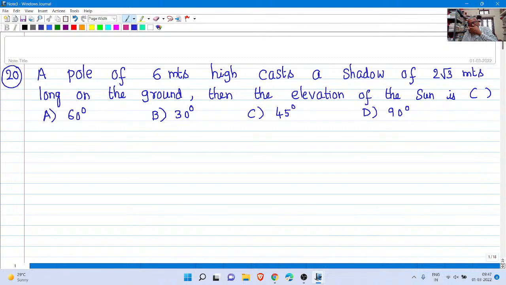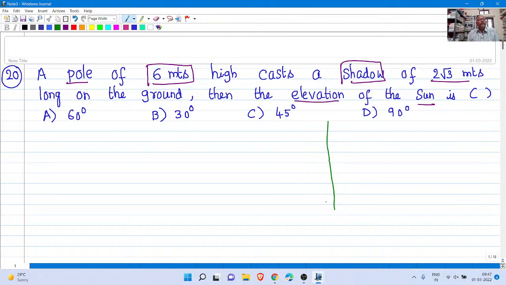By drawing the diagram, we shall get it. So this is a diagram based question. A pole of 6 meters high casts a shadow. Length of the shadow is 2√3 meters. Then the elevation of the sun we need to find out. For example, this is the pole, this is the shadow. You join this one. This is 90 degrees. This is 6 meters, this will be 2√3 meters. This angle theta we need to find out.